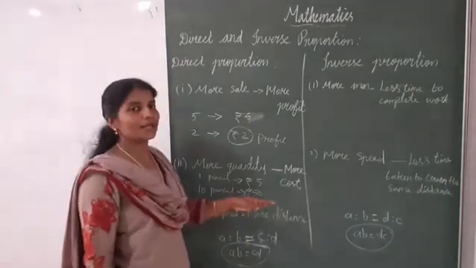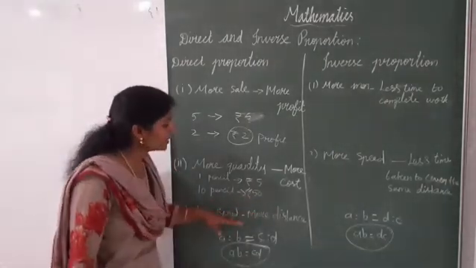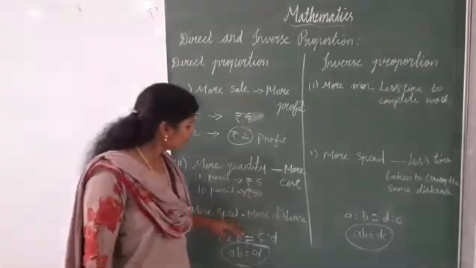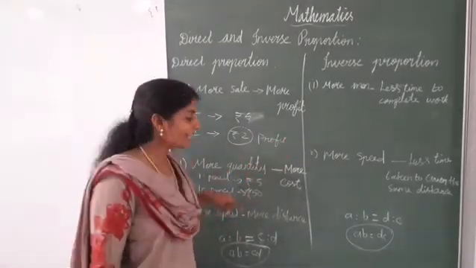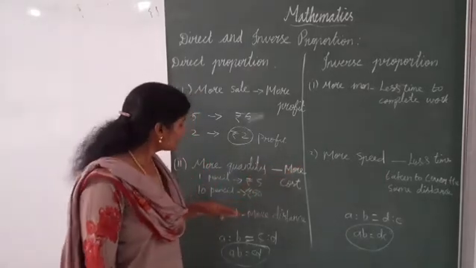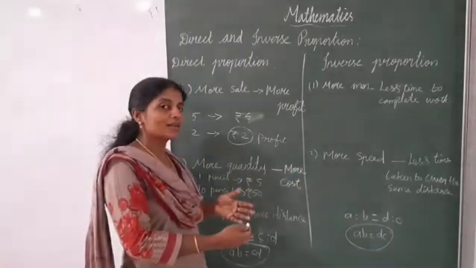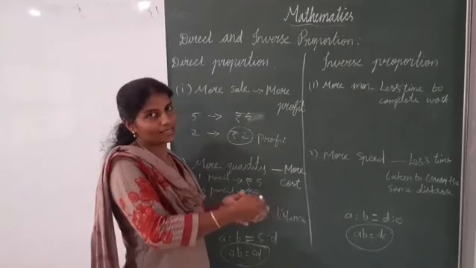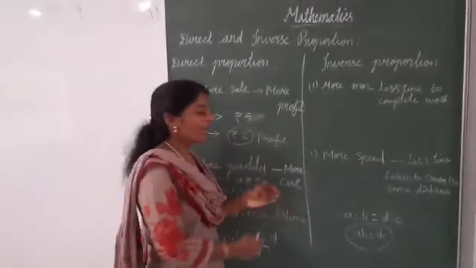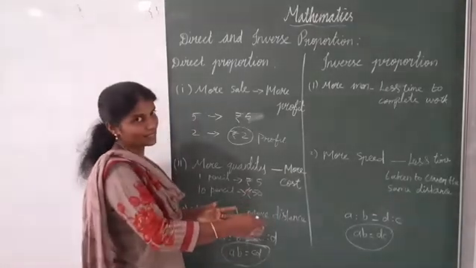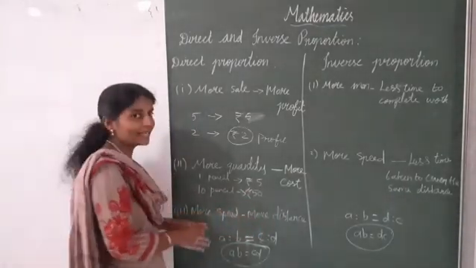Now, more speed, more distance. More speed means if we go fast, we can reach more distance, isn't it? We can travel more distance. But if we go slow, we will reach only some distance, isn't it? More speed, more distance. Less speed, less distance, isn't it? So that is direct proportion.